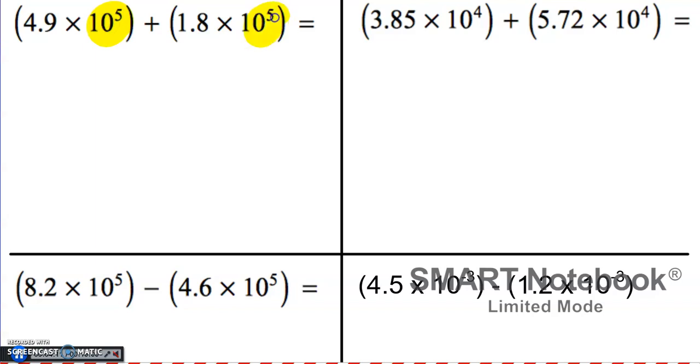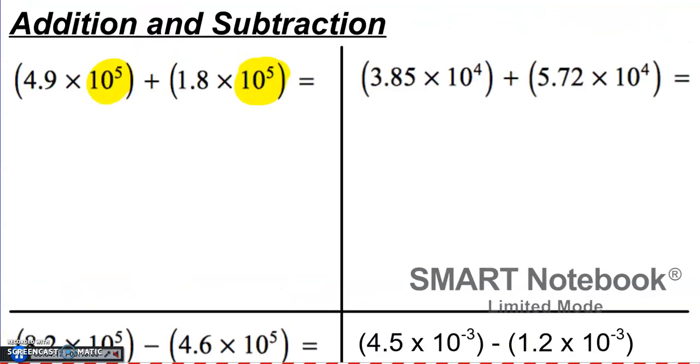So we have 10 to the 5th and 10 to the 5th. Are they the same? You betcha. So that means we're just going to be adding, I'll do it in blue, why not? We're going to be adding 4.9 and 1.8 together. So let's do it. We do 4.9 plus 1.8, and we get 6.7.